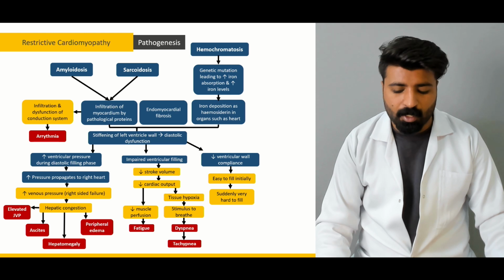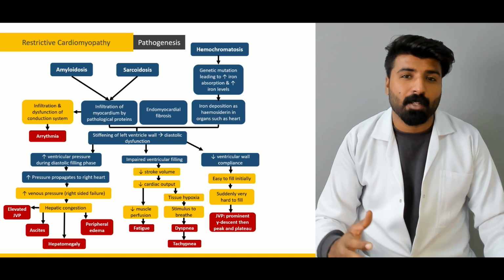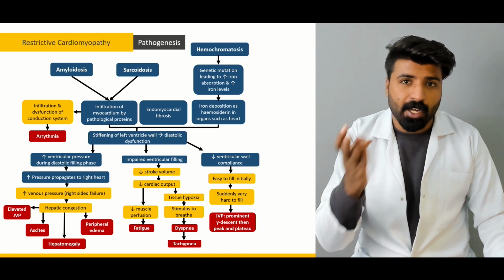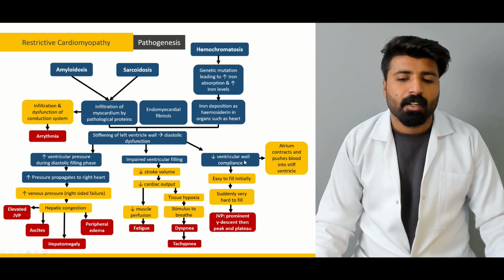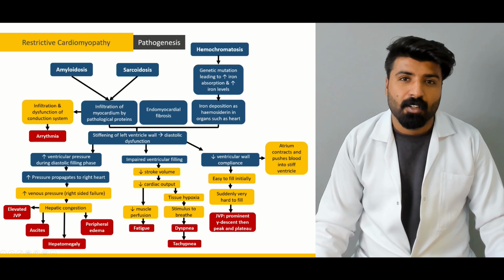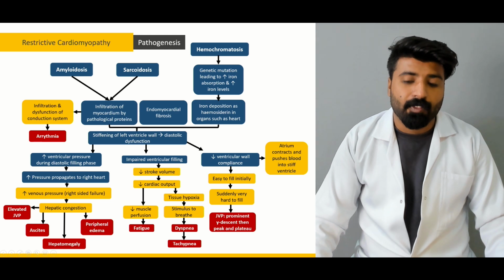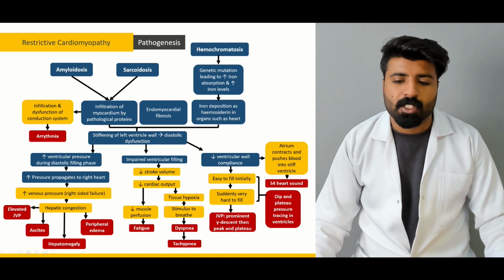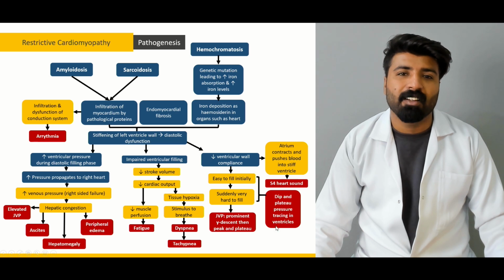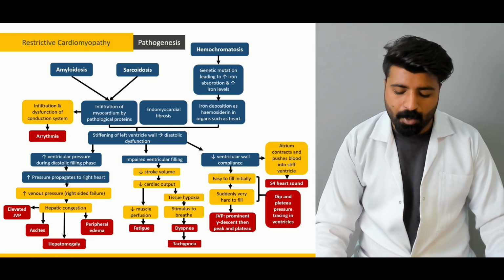So it will be very hard, and that will lead to prominent JVP. And on the Y descent, you can see the peak and plateau. Peak at the point where you get the blood in, and plateau where it cannot expand anymore. So when the ventricle walls get this low compliance and are stiff, the atrium is going to contract and push the blood into the ventricle, and that will lead to the heart sound we call the fourth heart sound. Now, with these two consequences of easy to fill initially and suddenly very hard to fill, we have the dip and plateau pressure tracing in the ventricles when you look at the graphical presentation of restrictive cardiomyopathy.